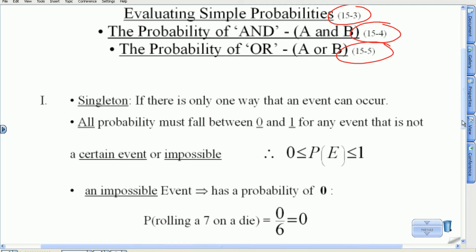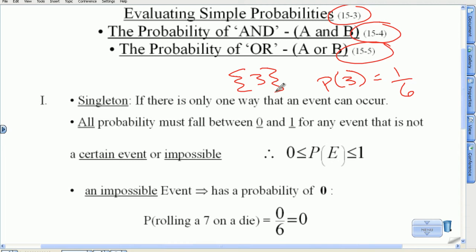Something's called a singleton if there's only one way the event can occur. So, for example, if I ask you what the probability of rolling a 3 on a die is, that 3 is a singleton event because there's only one outcome. You'd say the probability was 1 out of 6, and if you listed the outcomes, you'd list 3. So that's what singleton means. It's used in the direction sometimes.